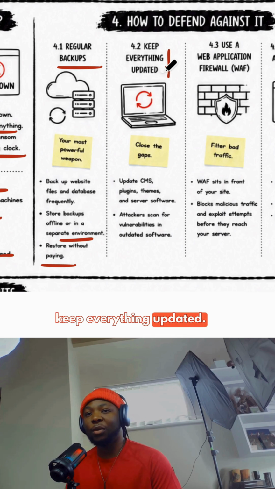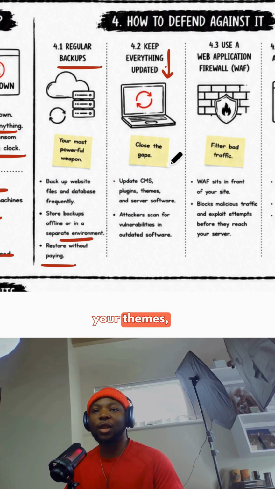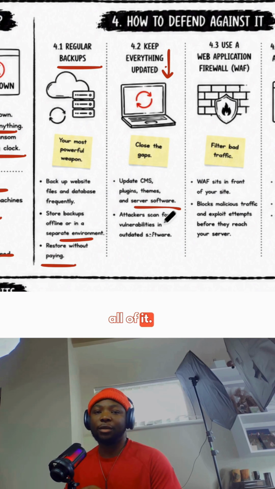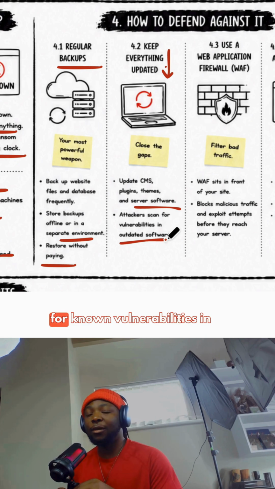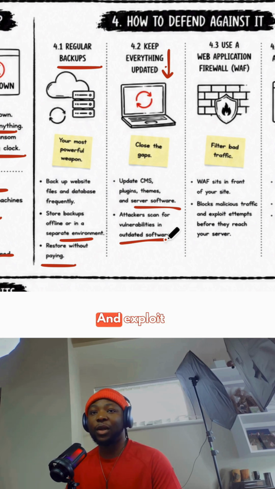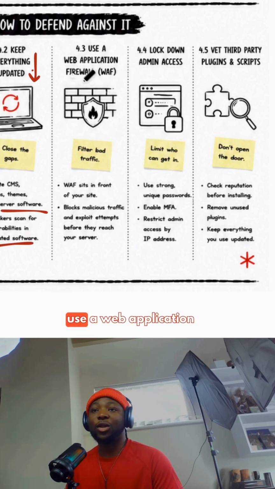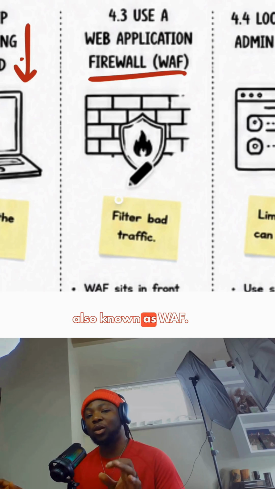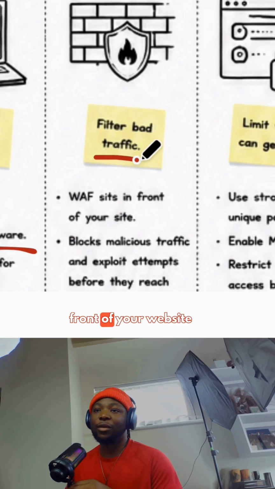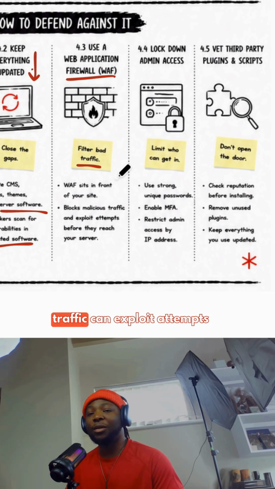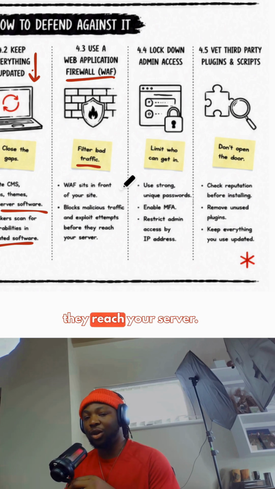Second, keep everything updated. Your CMS, your plugins, your themes, your server software, all of it, keep it updated. Attackers actively scan for known vulnerabilities in outdated software and exploit them at scale. Third, use a web application firewall. It's also known as a WAF. This sits in front of your website and filters out malicious traffic and exploit attempts before they reach your server.